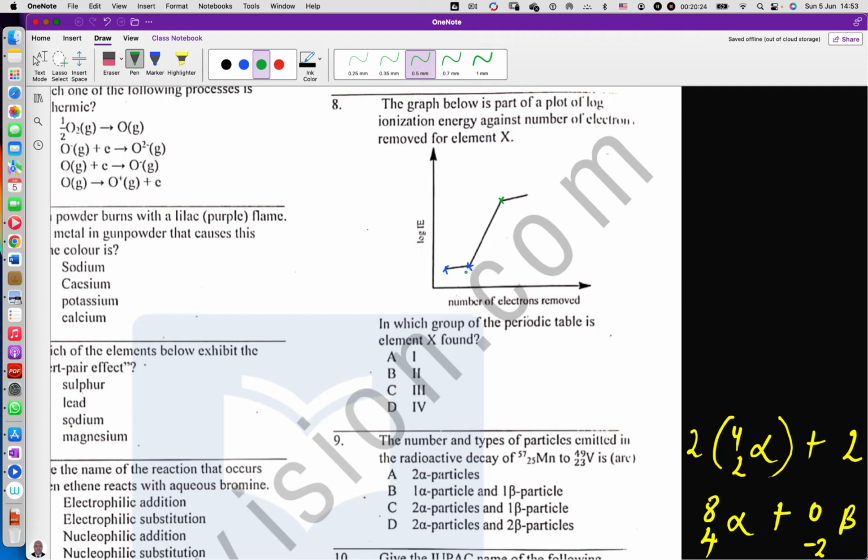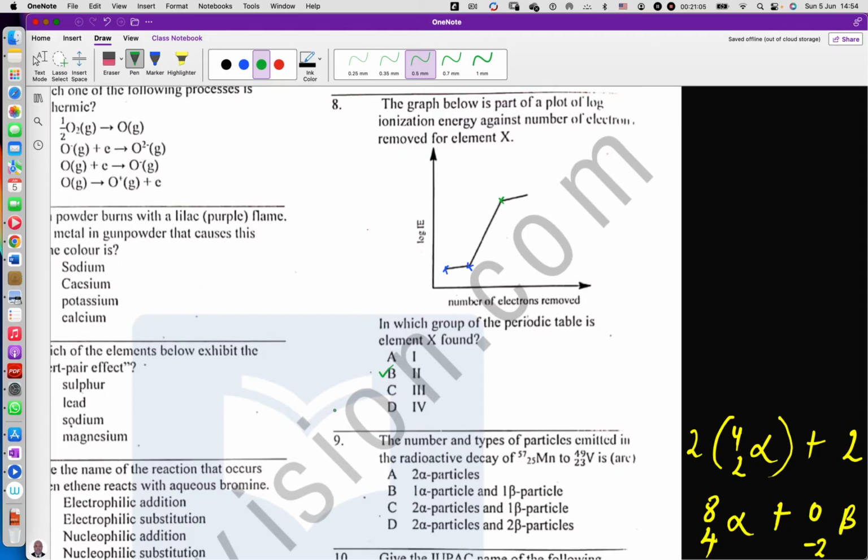So this indicates that the first two electrons removed are coming from an element belonging to group 2 of the periodic table. In that case, we will say it belongs to group 2. So let's go to our question column. In which group of the periodic table is element X found? It belongs to group 2. So our answer is B. Question number 8, our answer is B.